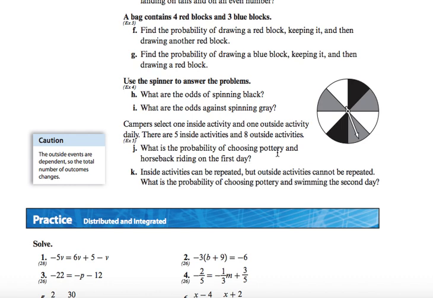Letter K, inside activities can be repeated, but outside activities cannot be repeated. What is the probability of choosing pottery and swimming the second day? Because that second one can't be repeated, it changes the probability for outside events. So inside events, you still have 1 out of 5. Your outside event is then 1 out of 7. 1/5 times 1/7 is 1/35.